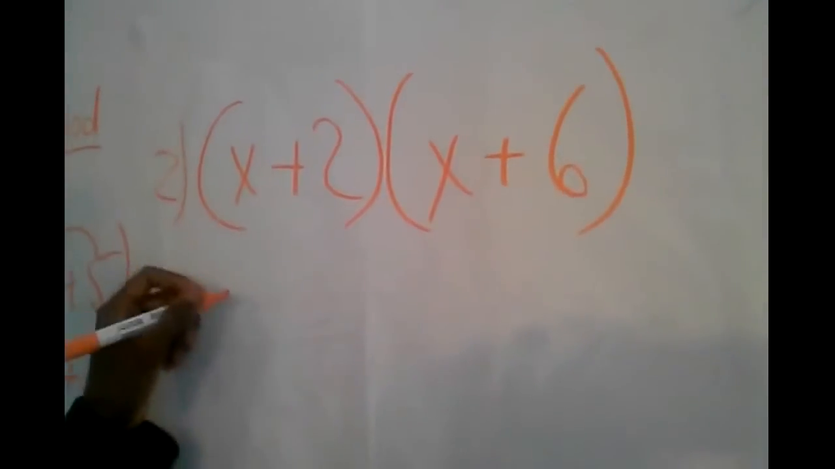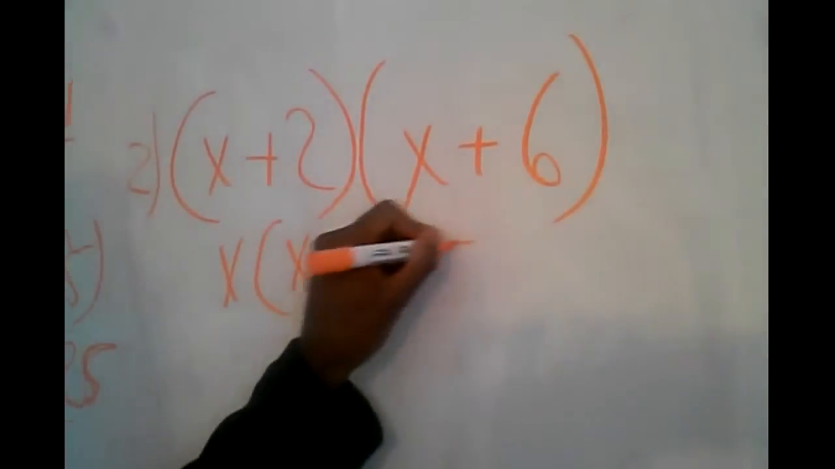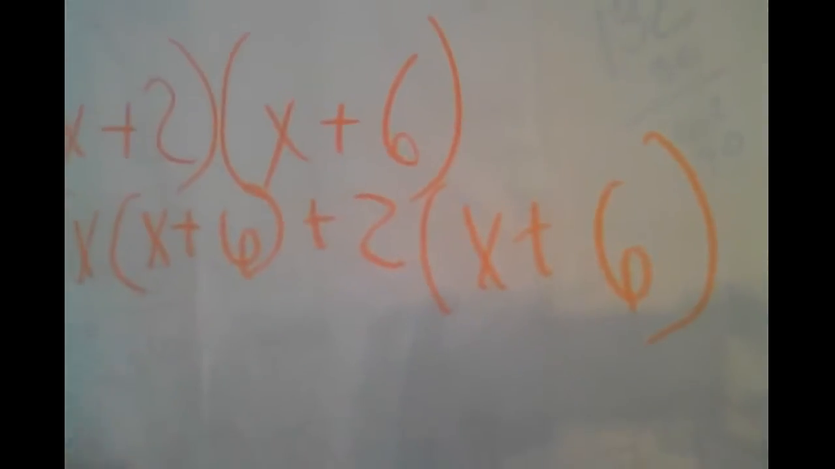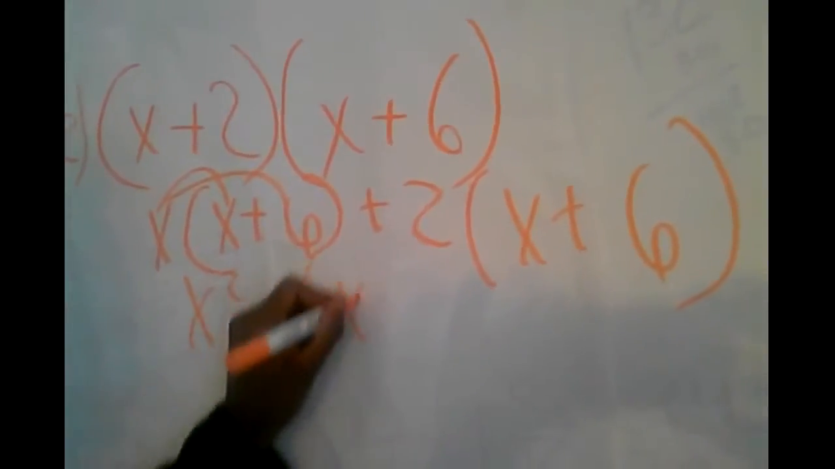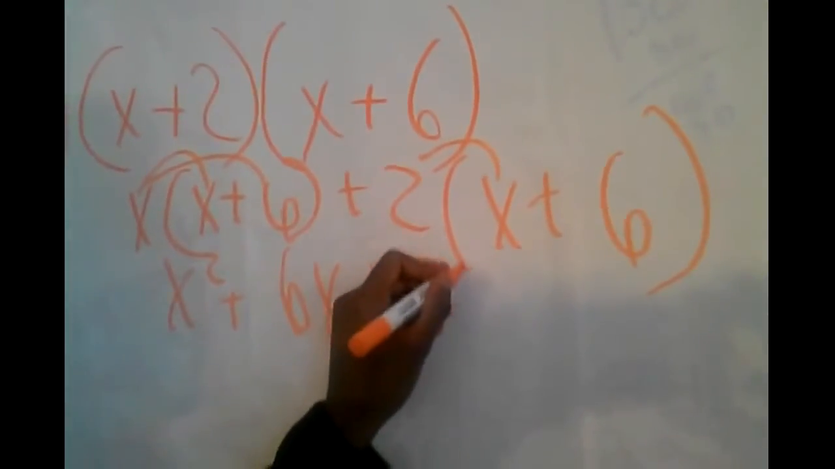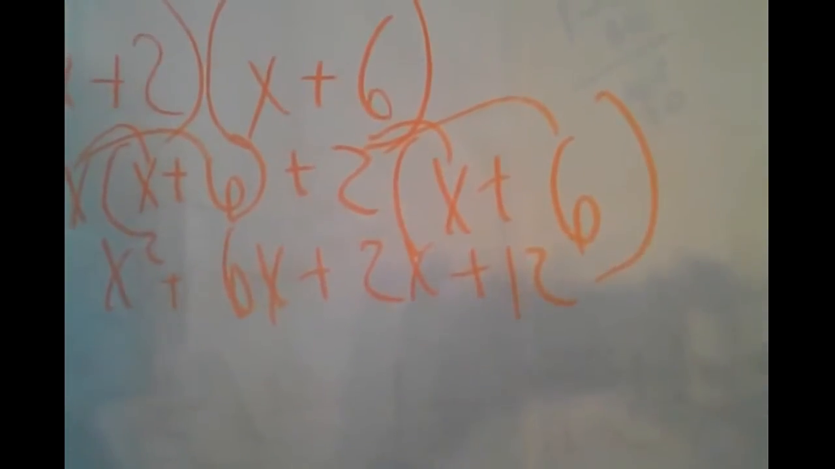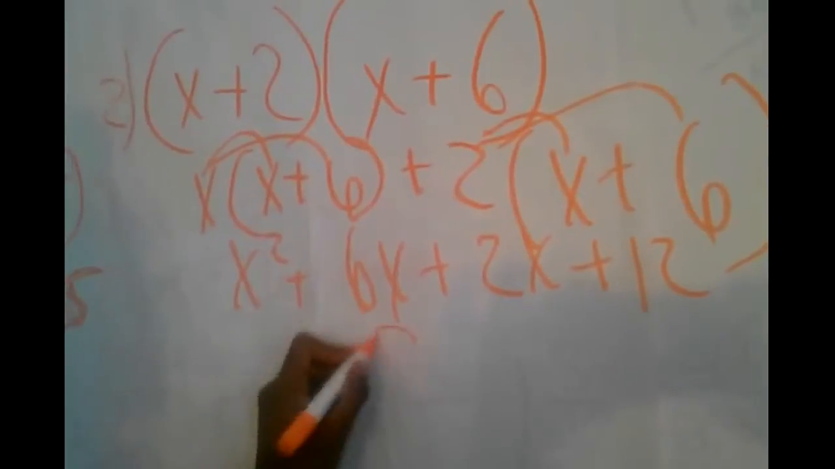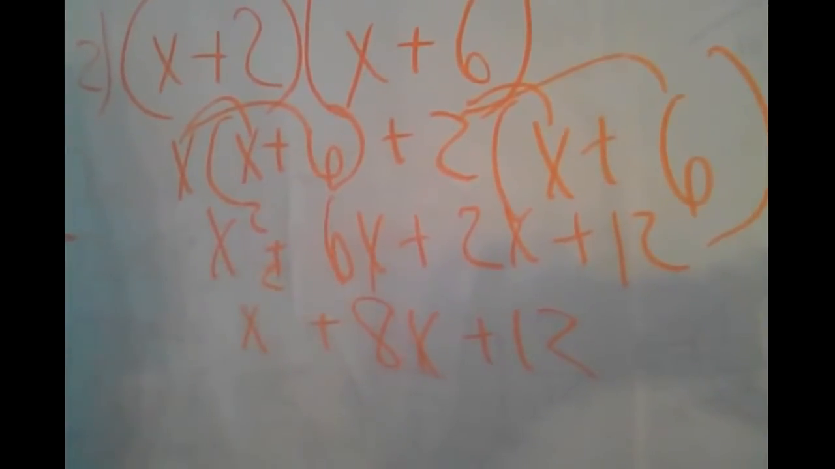Factor out these binomials. Alright, now you add like terms. 6 plus 2, 8x plus 12 x squared is the answer.